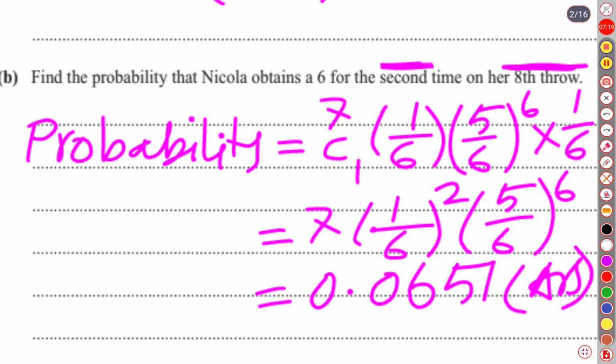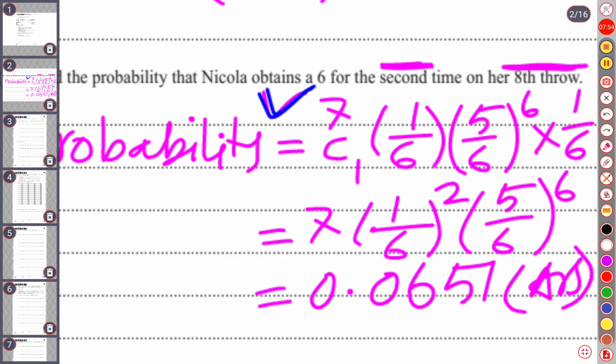But about the first part, he succeeded once among the first 7 throws, but we don't know when he succeeded. That means it is a binomial distribution where the total number of throws is 7 and the probability of succeeding in each throw is 1 over 6. That's why we have applied the formula: 7 choose 1, success once, failure 6 times. I think you have understood this one. Let's move on to the next question.